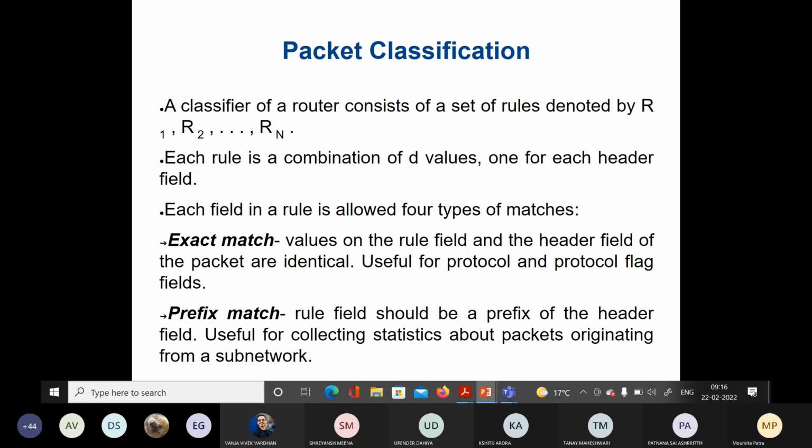Another is prefix match. We do have some idea about prefix match from the last two classes. The requirement is that your rule field should be a prefix of the header field. That means whatever is there in your packet header, your rule field must be a prefix of that. Now you can check which of these rules match best as a prefix of the header field that you currently have. So it is somewhat like our IP address lookup, where we were matching with the help of prefixes. It is generally used for collecting statistics about packets originating from a subnetwork.